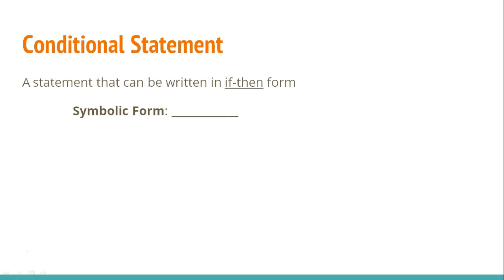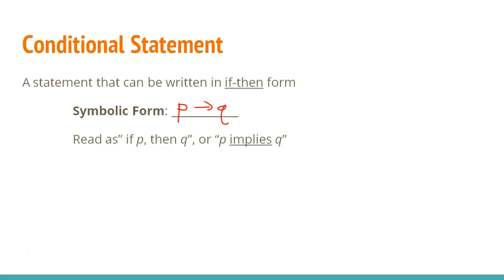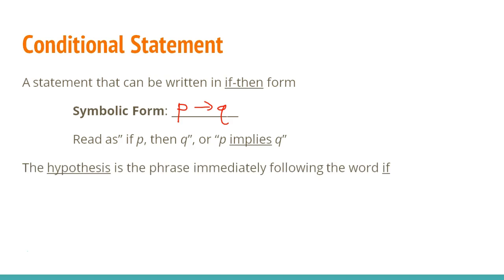And in our symbolic form, we do P with an arrow Q. Once again, we do the lowercase letters and they're generally italicized for us as well. And it's read if P then Q, or if you want the more proper mathematical term, it says P implies Q, meaning that that's going to cause it to happen. And we've got two parts to this.